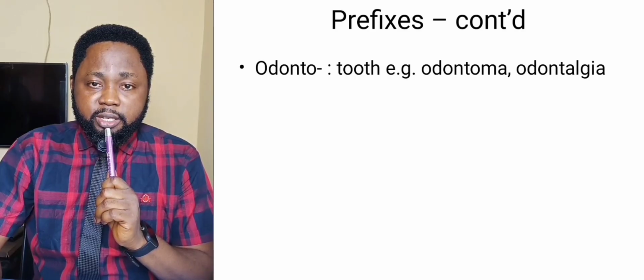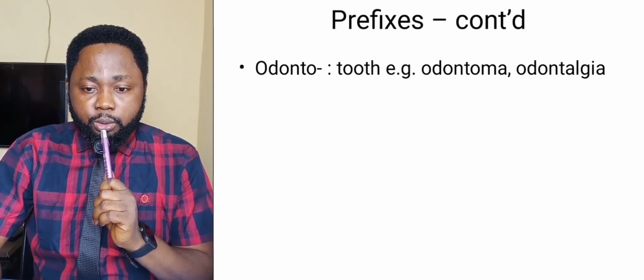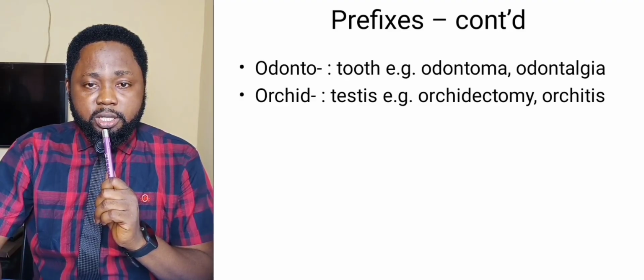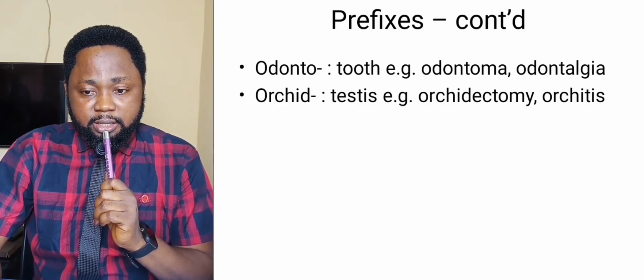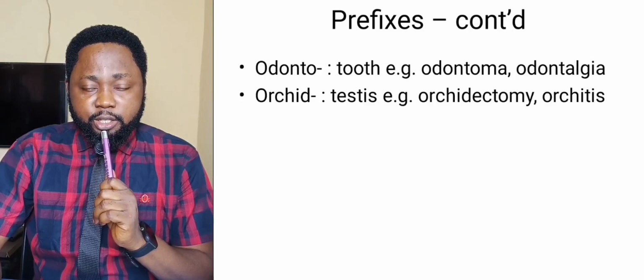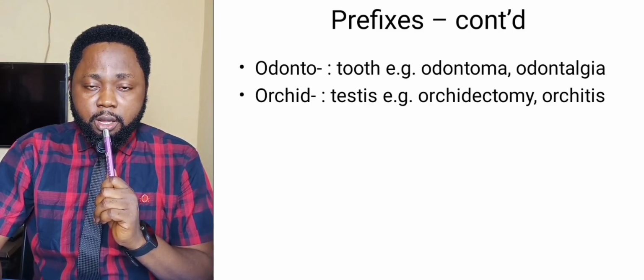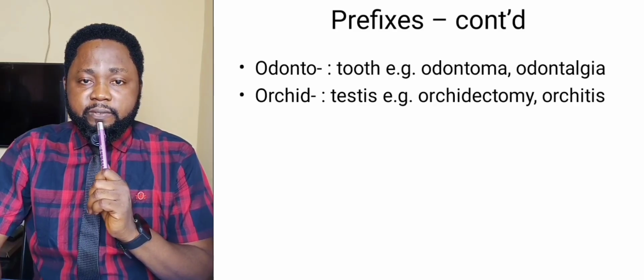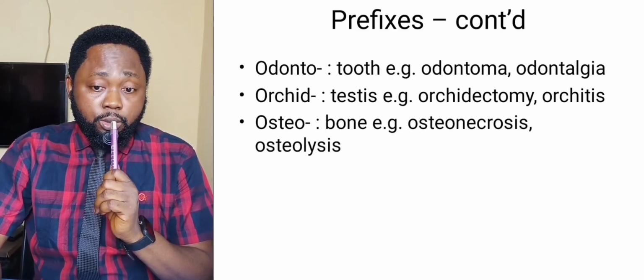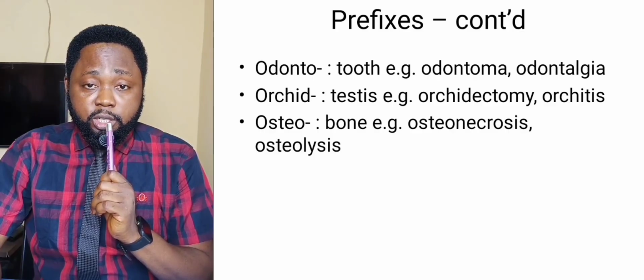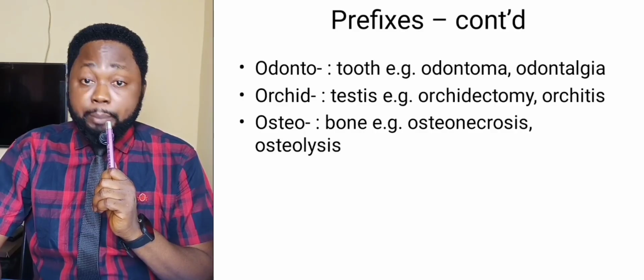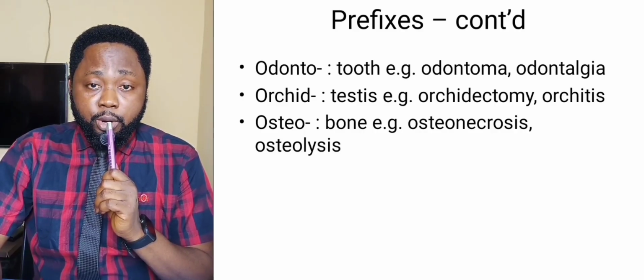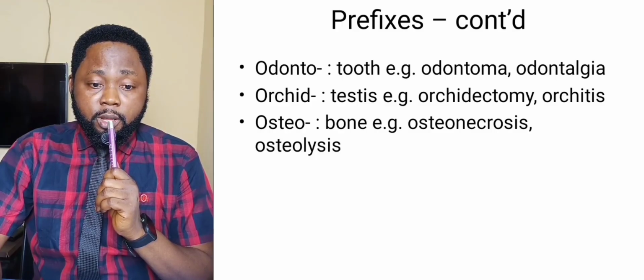Orchid refers to the testis. Examples include orchidectomy, which is the removal of the testis. Orchitis refers to inflammation of the testis. Osteo refers to bone. Examples include osteonecrosis, which is necrosis of bone. Osteolysis, which means abnormal increase in the bone resorption.